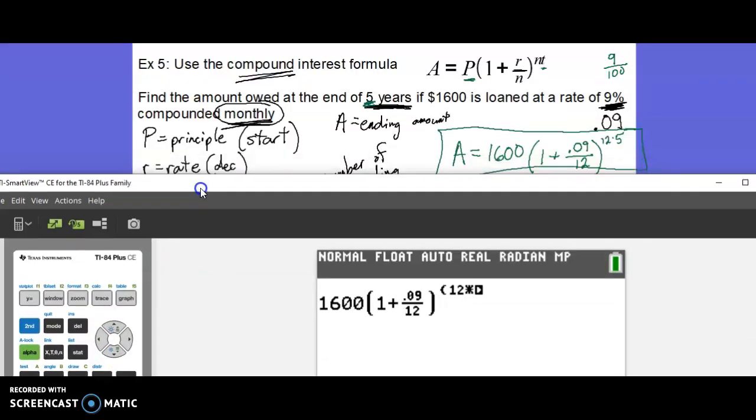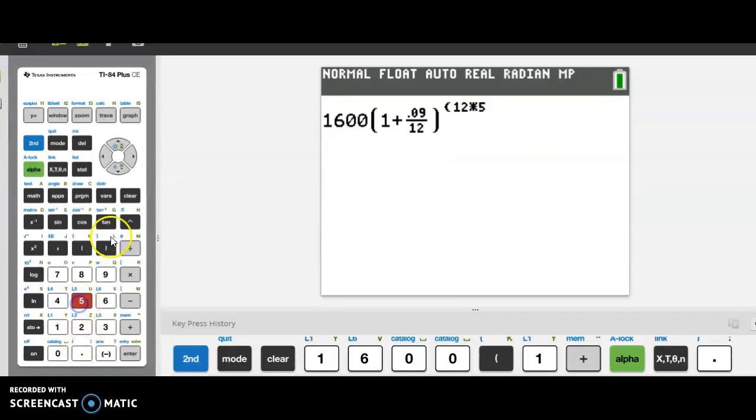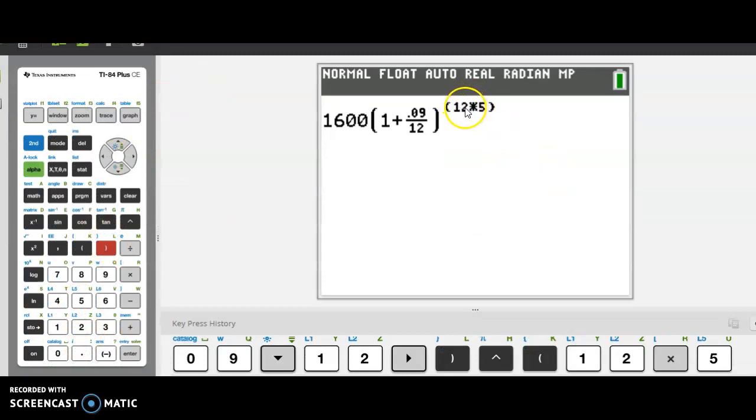I forgot what the exponent was. 5 years, so 12 times 5. Because you have to multiply before you take that power. Some of you might actually figure out 12 times 5 is 60 and take it to the 60th power. And make sure your answer makes sense.